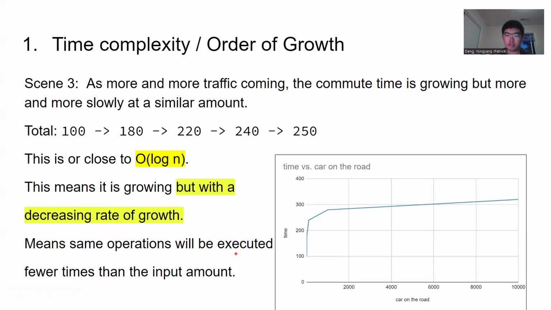Then that will cause the time to increase very dramatically at the beginning, and then it will slowly increase. So the order of growth will not be as big as the order of growth for linear. So it means the same operator will be executed fewer times than the input amount. Suppose I input 100 and the number of operations will only be, I guess, maybe 90 or maybe 50. Sounds like that. Yeah.